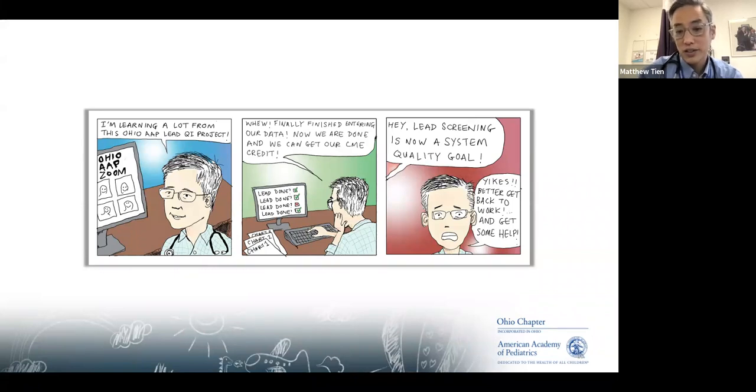And so the next upcoming presentation is really going to talk about how we went from just being a QI project to really setting up some meaningful changes at our health system on both how to improve our lead testing rates, but also, as Dr. Newman was alluding to, some of the care management that happens after you find patients with elevated lead. So that's the setup. We'll go to the next slide.